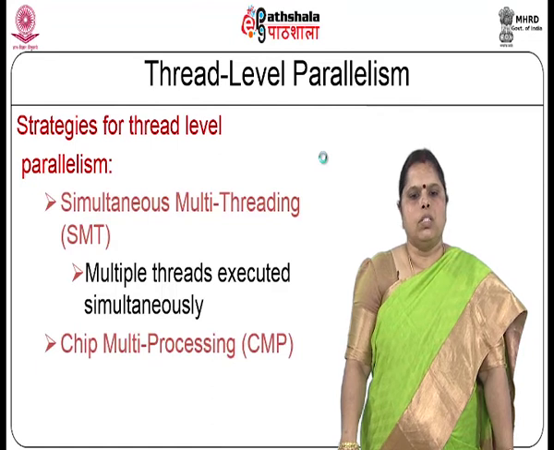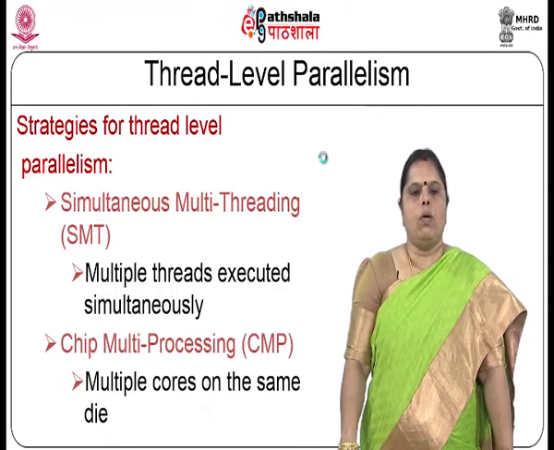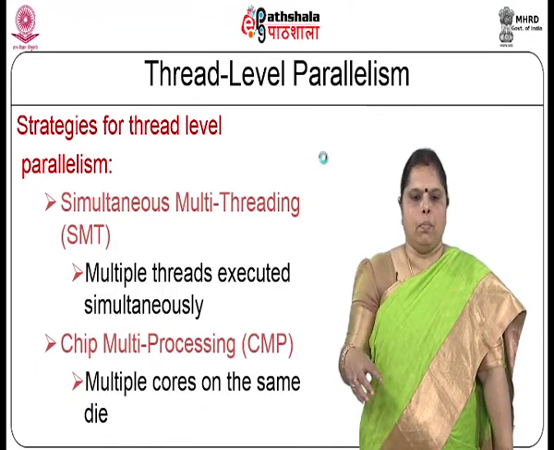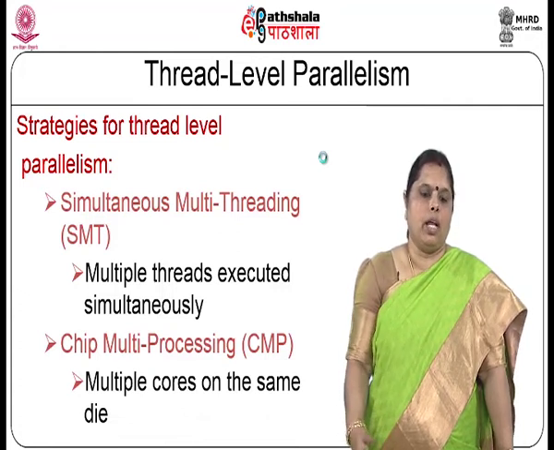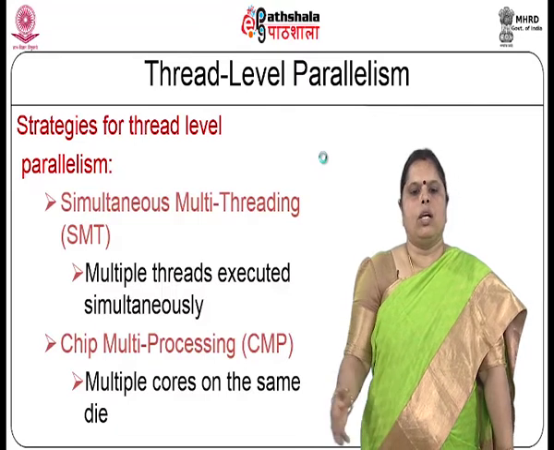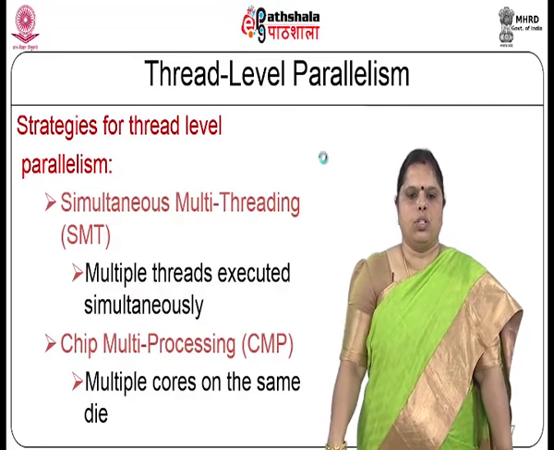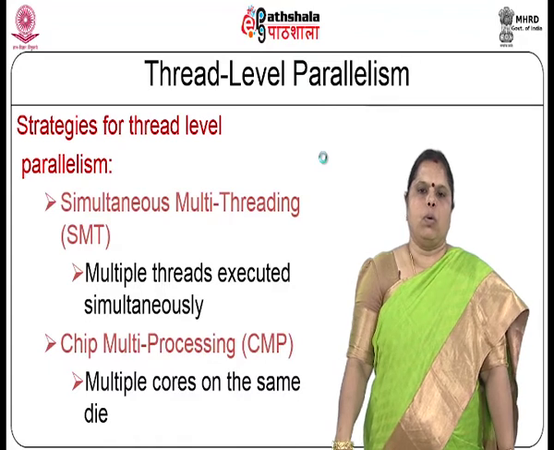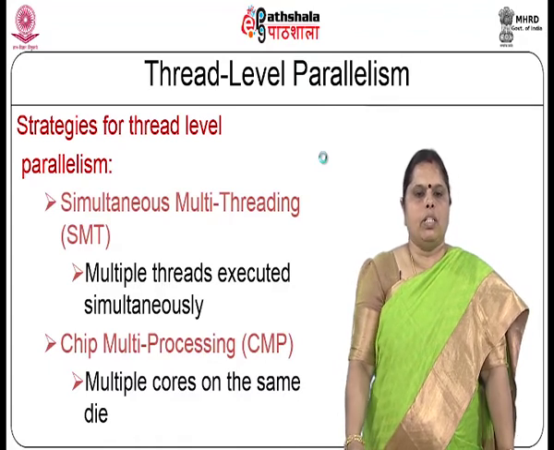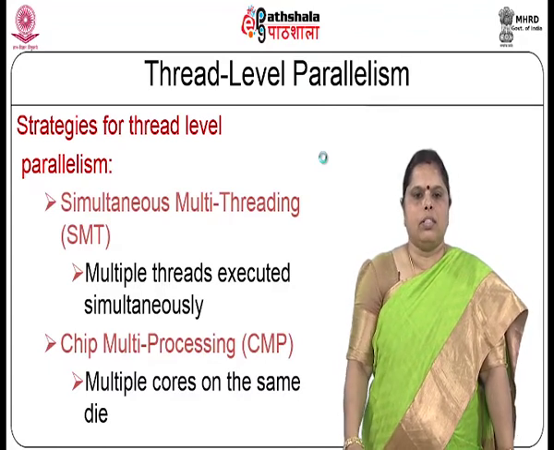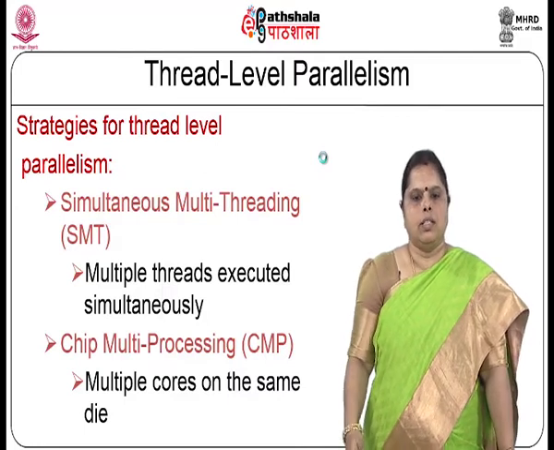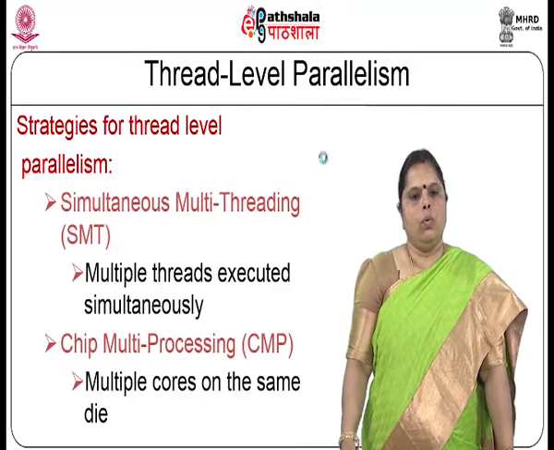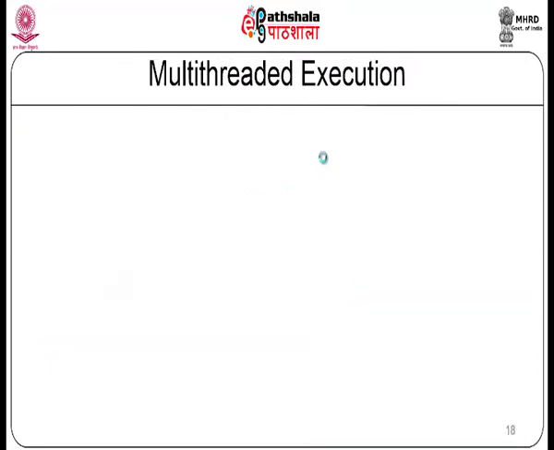The second one is chip multiprocessors, where you have multiple cores on the same die. Each core probably executes at least one thread of execution. So that way you have multiple threads of execution happening and you try to exploit thread level parallelism. So basically these are the two strategies for exploiting thread level parallelism, SMT and CMP, chip multiprocessing. We will discuss these two approaches in detail.